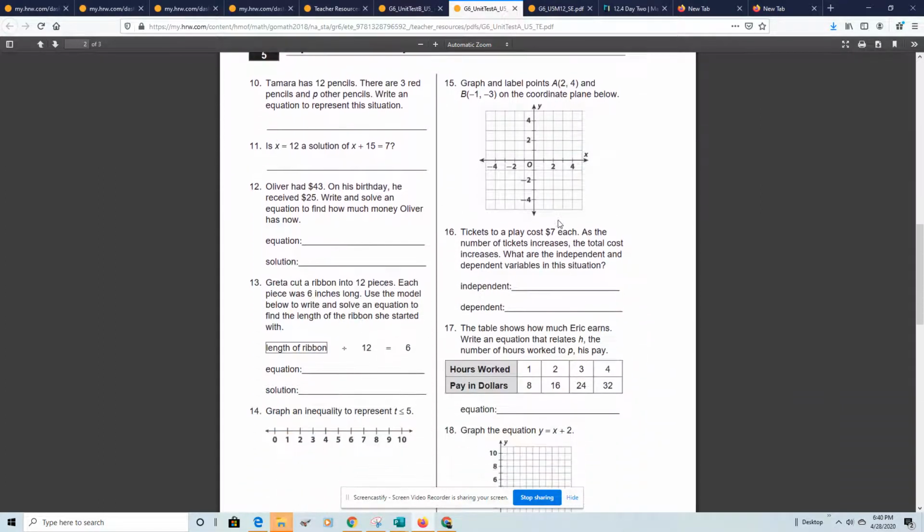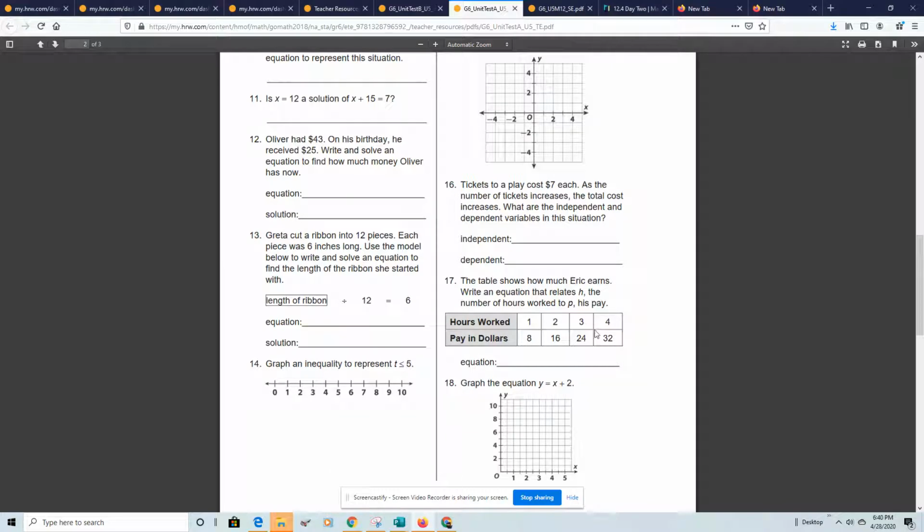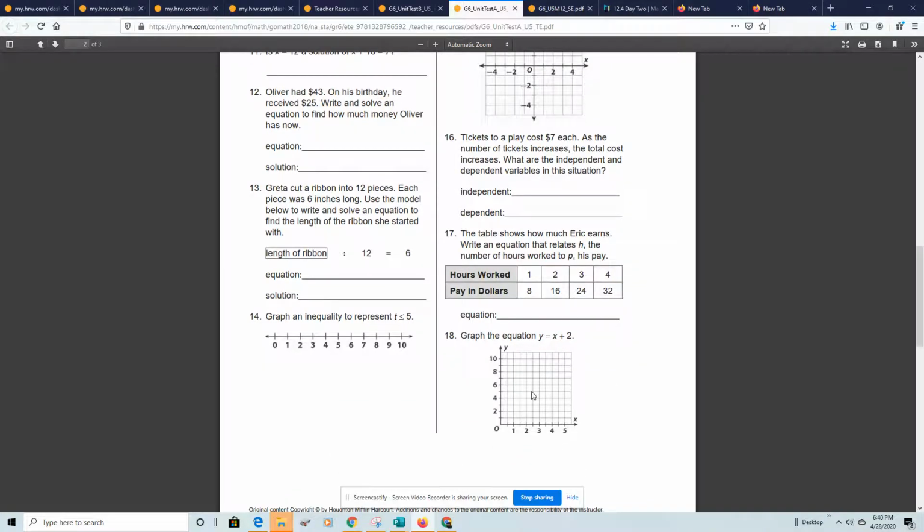And then down below here, we have some short responses. All right, so we have equations with variables, looking for solutions, equations and solutions here. That inequality again, remember starting point and matching the symbol and then doing it in the right direction. We have graphing and labeling here. We have independent and dependent variables there. We have a table, and then we have graphing based off of starting point and slope.